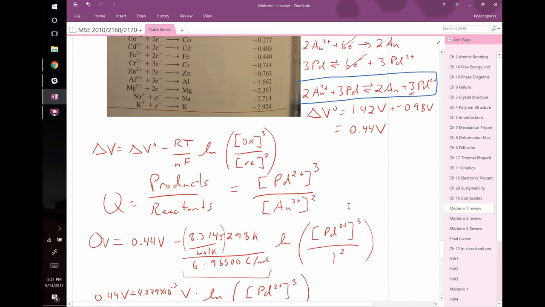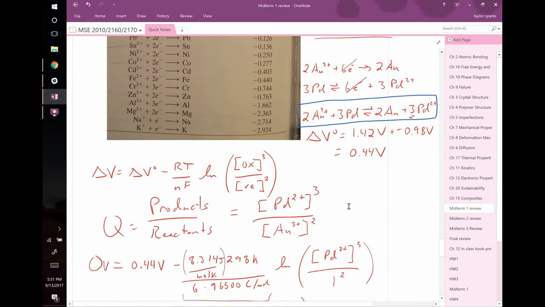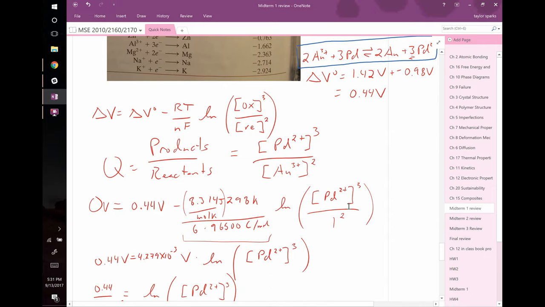You don't have to do the gas constant of 0.083. No, let me just plug it in to make sure, but if you do 8.314 joules and you divide that by 96,500 coulombs, so really joules per coulomb, that should give you volts. And yeah, that's volts.